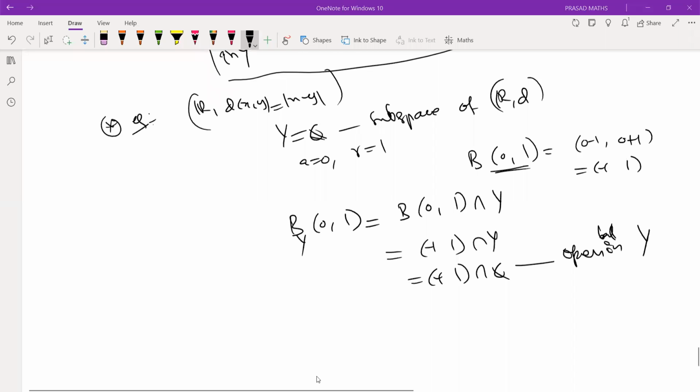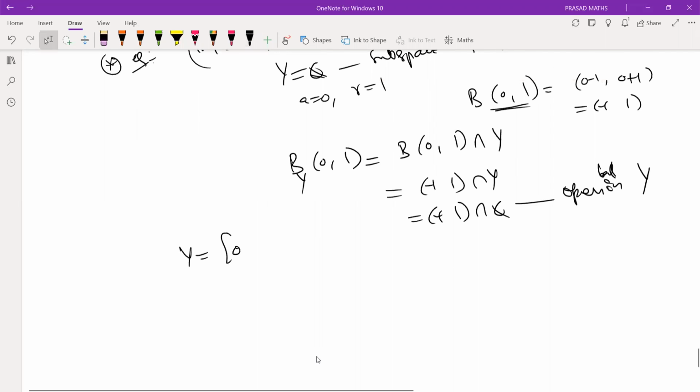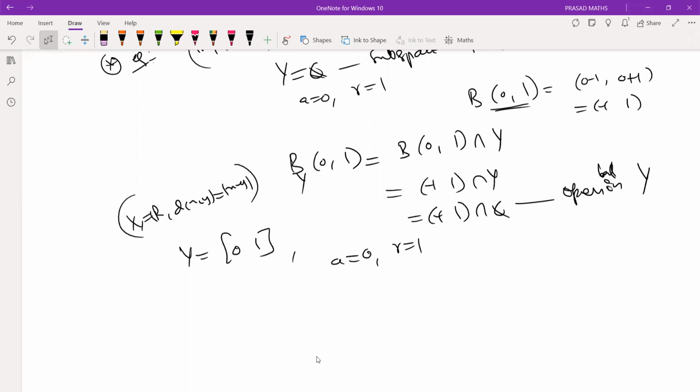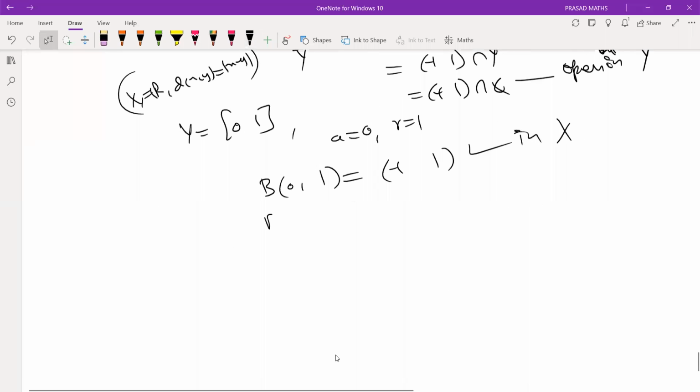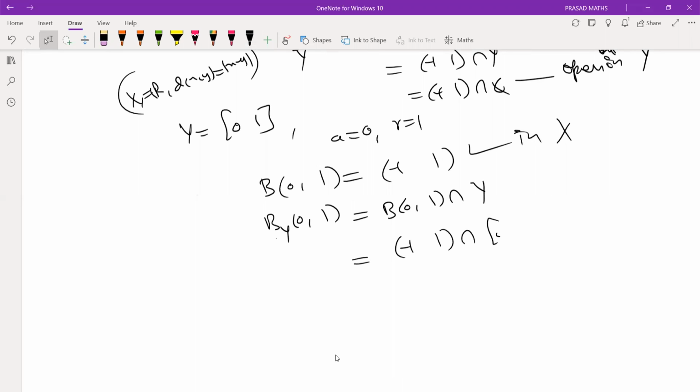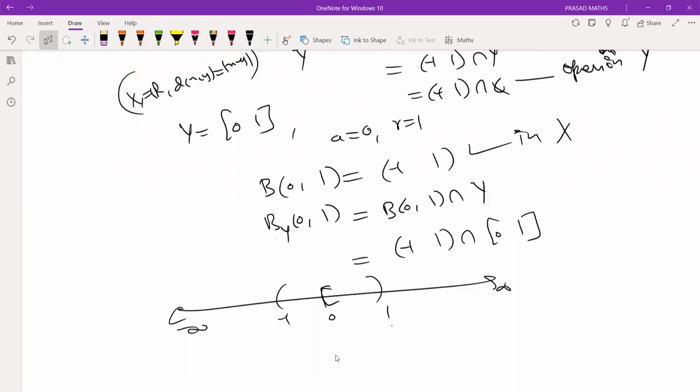Suppose you take the same argument. Suppose Y equals closed 0, 1. My metric space is the same R with respect to the usual metric. Suppose my A equals 0, R equals 1. What is my open ball centered 0, 1? It is A minus R, A plus R; this is my open ball in X, in R. What is my open ball centered 0 with radius 1 in Y? That is the open ball intersection with Y, minus 1, 1 intersection with closed 0, 1. What is the intersection? This region, including 0. Is it clear?